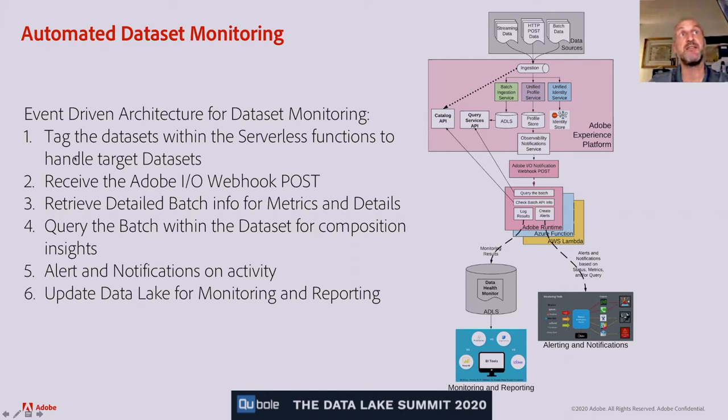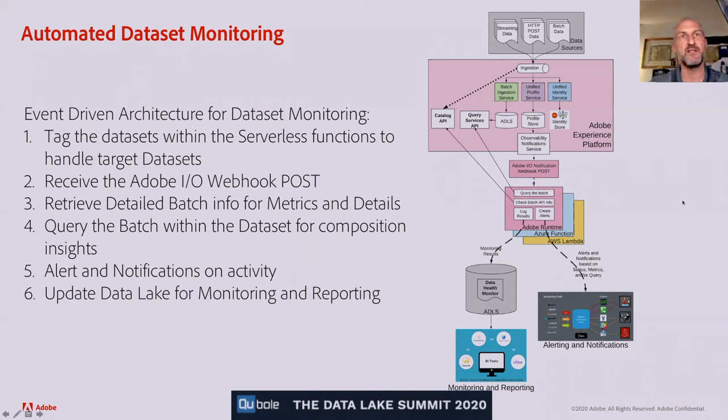When we think of tagging these data sets within our serverless functions to handle the target data sets, what we're effectively saying is that I understand a data source, I understand where it came from, and I'm able to say, this data source is my CRM data source, this is my point of sale terminal data source, and I expect data that enters that data set to have certain characteristics, certain attributes, certain consistency, distribution of values, breadth of activity, expected kind of behaviors being observed, right?